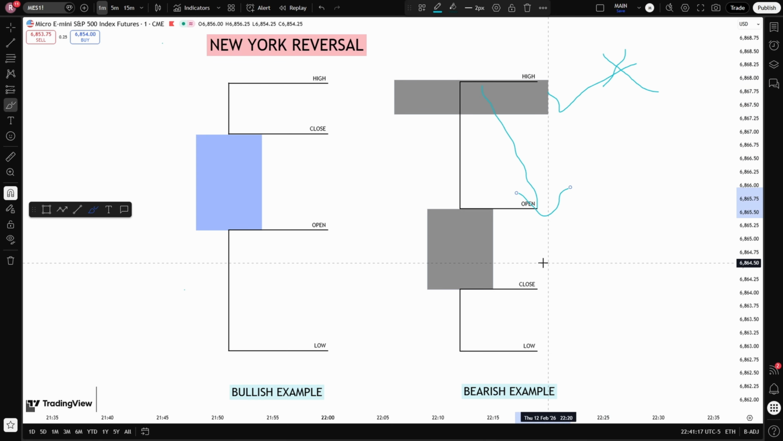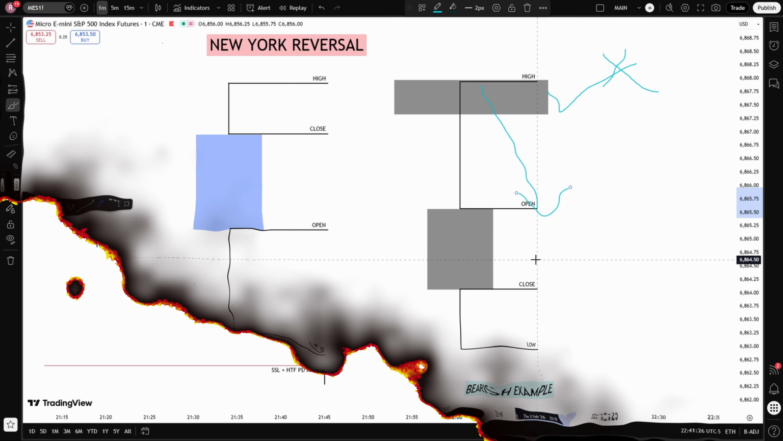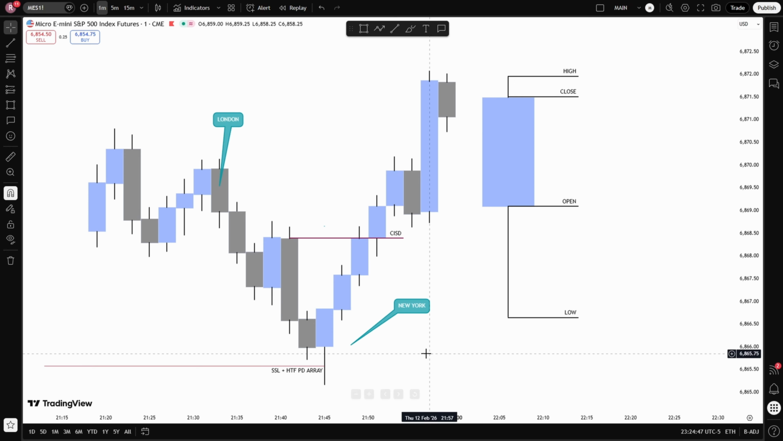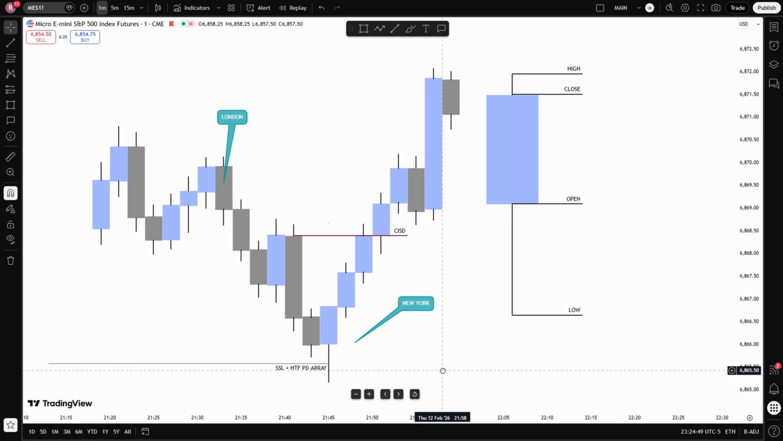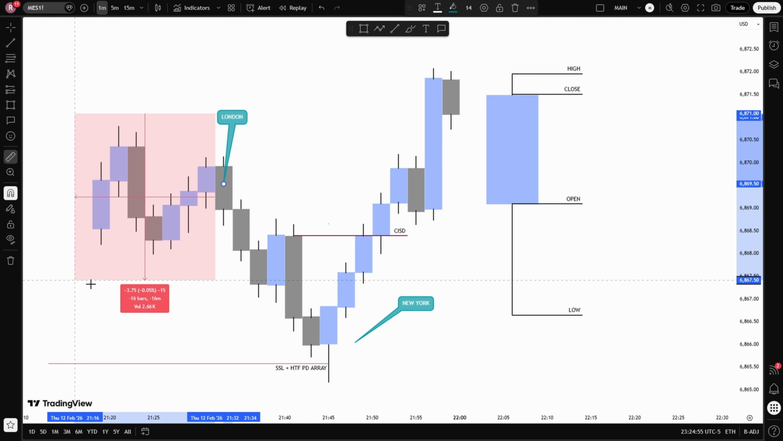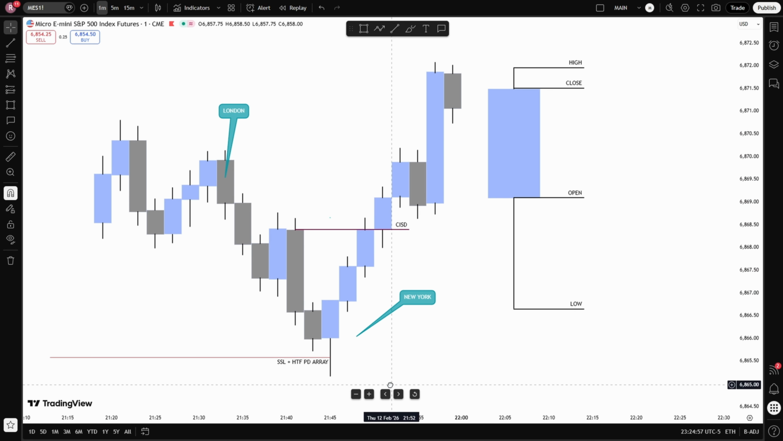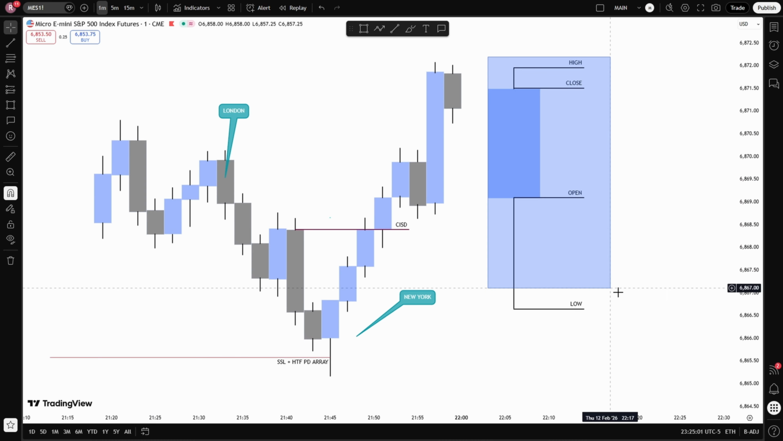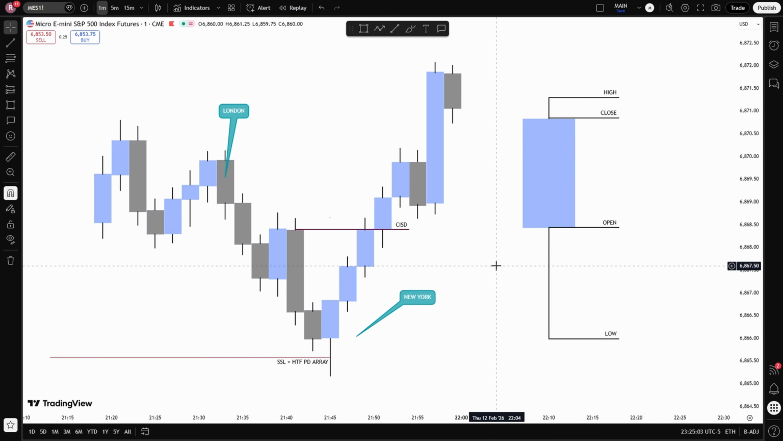So the key difference is, London failed to deliver into a PD array. New York completes the move and gives us the reversal. So here we are with a bullish New York reversal. You can see London moves lower, but it never reaches a relevant higher time frame level. There's no delivery into a key PD array, so there's no reason for price to reverse yet. Because of that, price just continues to retrace. London basically sets up the draw, but it doesn't complete it.